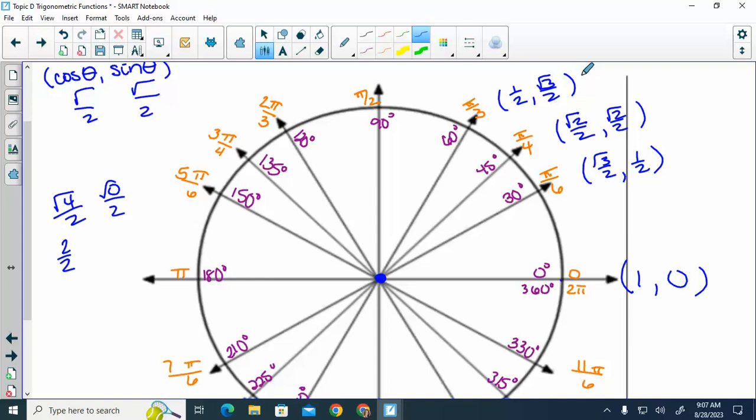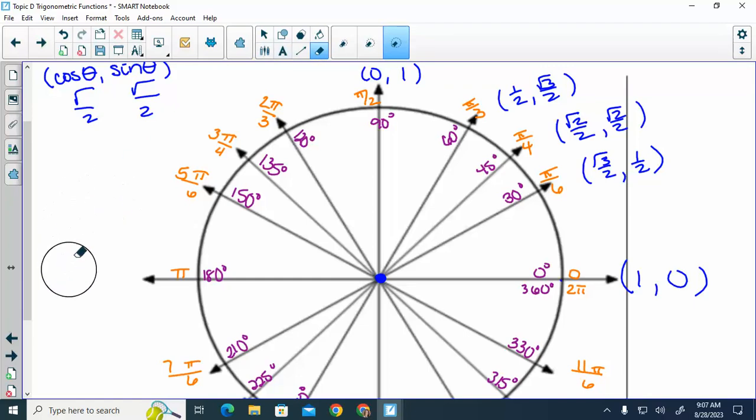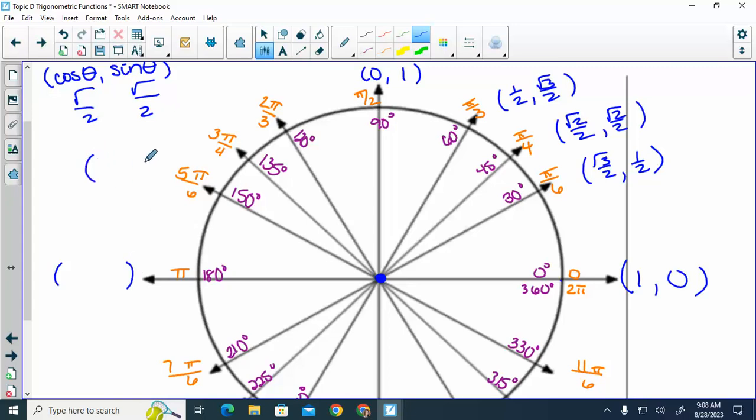So cosine, how many fingers do I have below? Or sorry, cosine above was 4. Below we have 0. So my cosine is 0. My sine is 1. Alright, once we have those, the rest just kind of fall into place because we know the ordered pairs are the same for your reference angles, but we just have to watch in the second quadrant what's true.